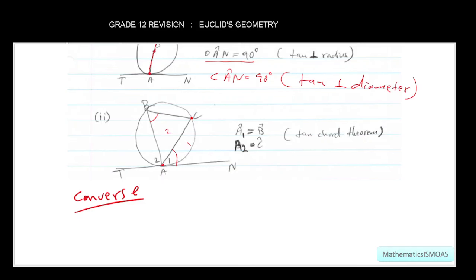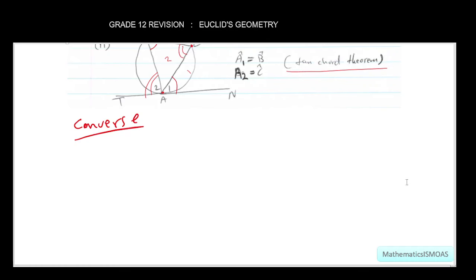Therefore, tan-chord theorem: the angle between a tangent and a chord is equal to an angle in an alternate segment. So even if we are now taking chord AB, we are saying an angle between a tangent and a chord will be angle A2. That angle will be equal to an angle in an alternate segment, but that angle must be subtended by chord AB. Which angle is that? It is angle C. Therefore, angle A2 is equal to angle C. And for both statements, the reason will be tan-chord theorem.